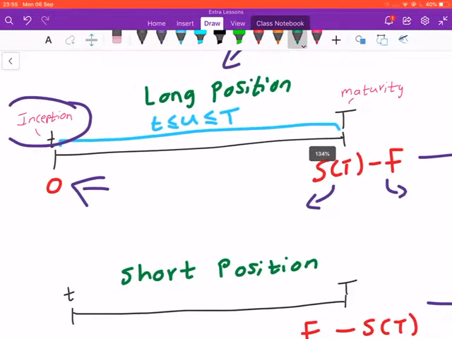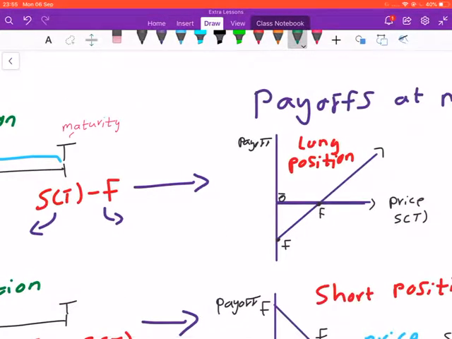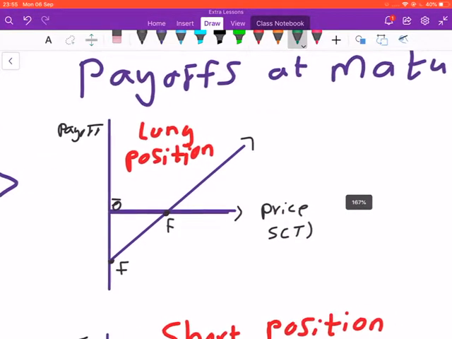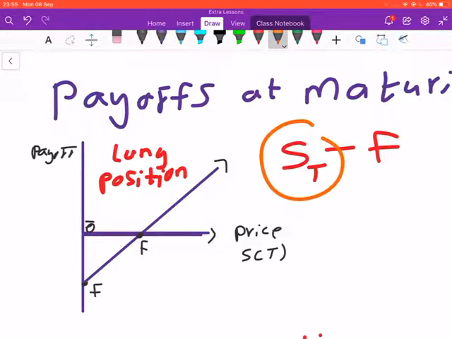So how do you look at the payoff at maturity? We are going to look at payoff only at maturity. If you are taking a long position, the payoff graph is going to look like this. You are going to receive the underlying for a price, so the worst thing that can happen is that your underlying asset can be worthless. It simply means that you have lost F, so your payoff is going to be negative F.